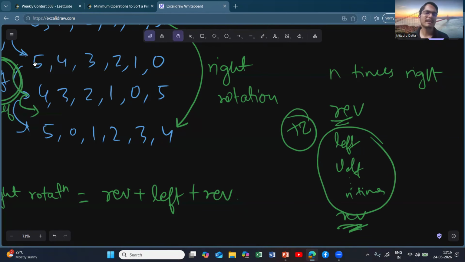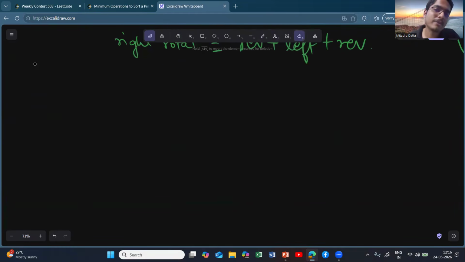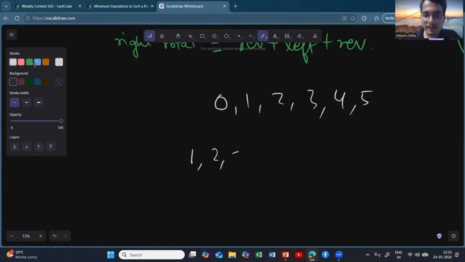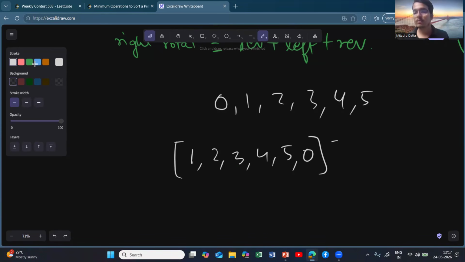Now you will say that, hey, you are telling all this, when do we exactly require a right rotation? Okay, so let's say we want to reach the array which is something like this: 0 1 2 3 4 5, and you are allowed to do left rotation only. So let's say in the question you are given this array. Okay, if you see this array, you will write it side by side and tell me that this is an increasing array, so I may not do the reversal operation at all, or I can do it an even number of times.